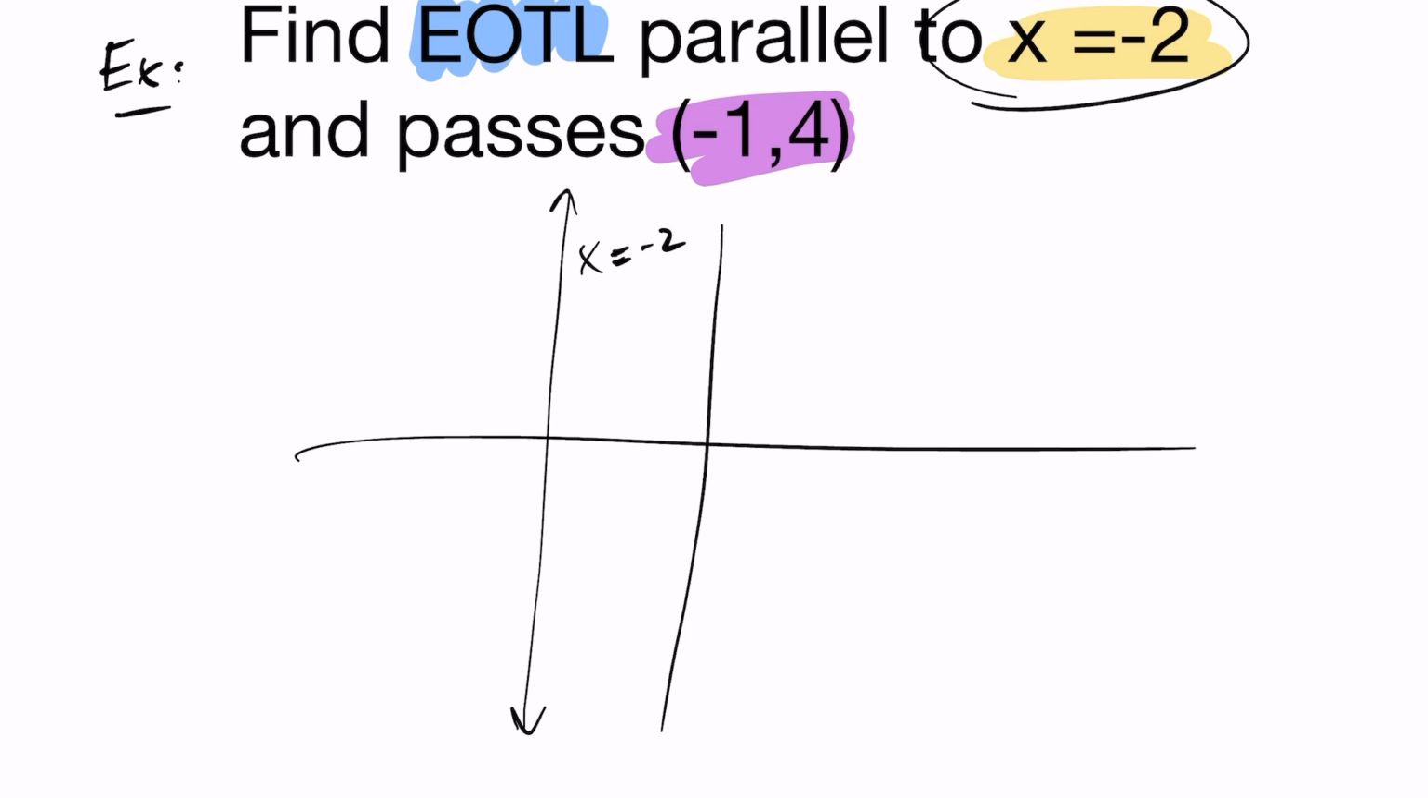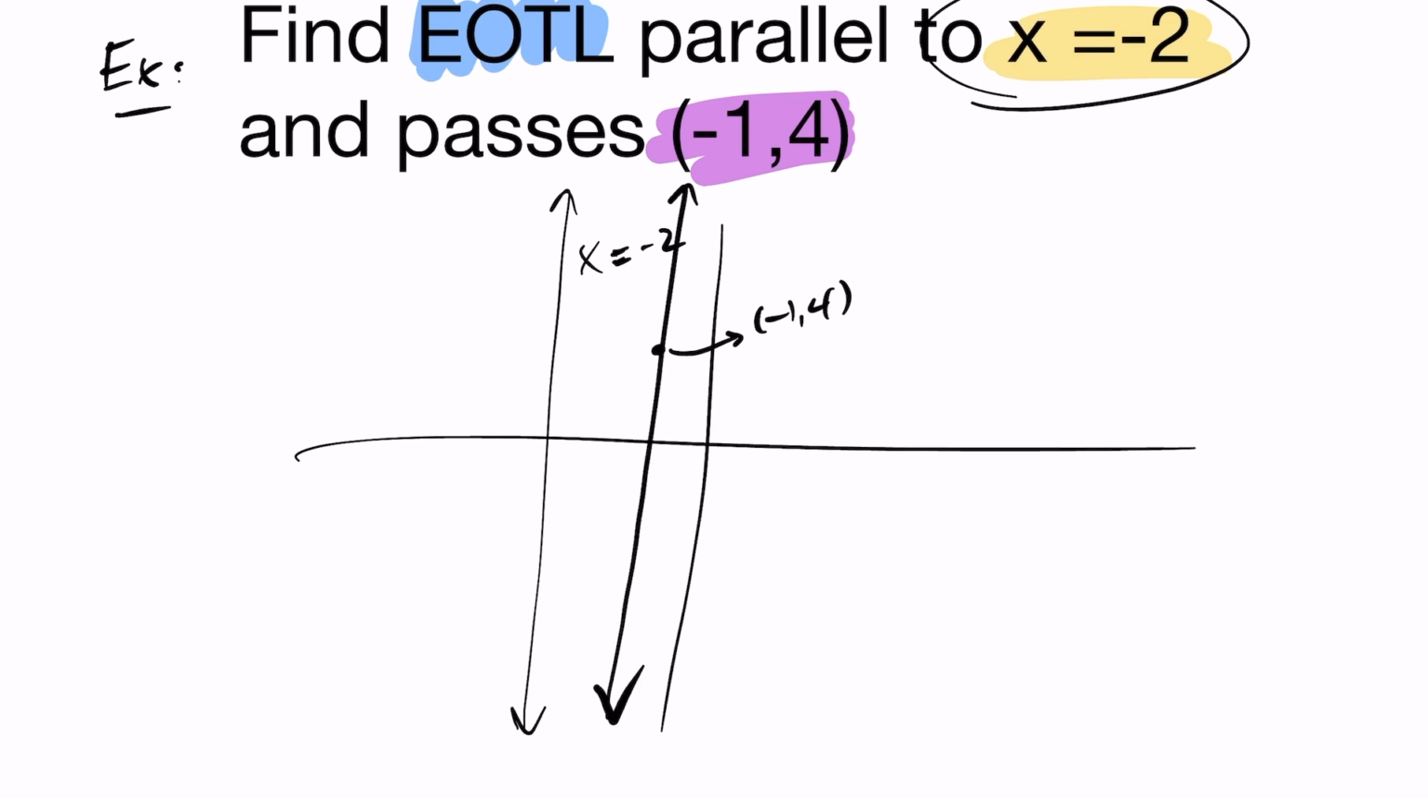right? This is because your x value is constant. My x value is not changing, right? If I look at these points here, no matter what I do, my x value is not changing. But I want to create a line that's parallel to this line and crosses the point negative 1, 4. So maybe the point negative 1, 4 is roughly right here.